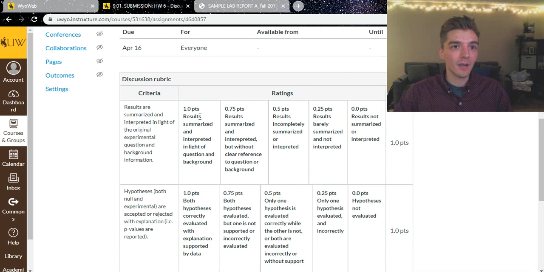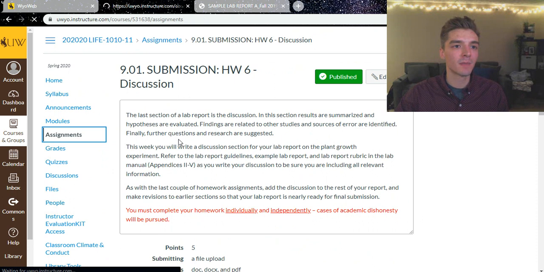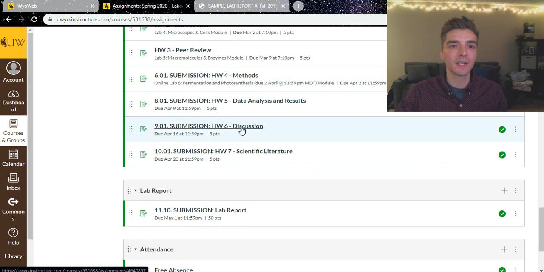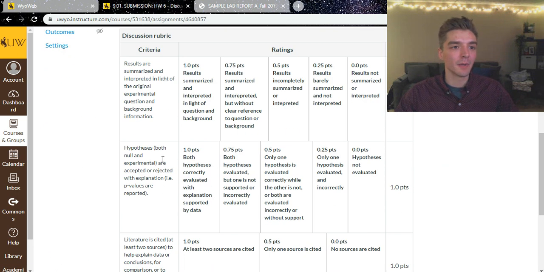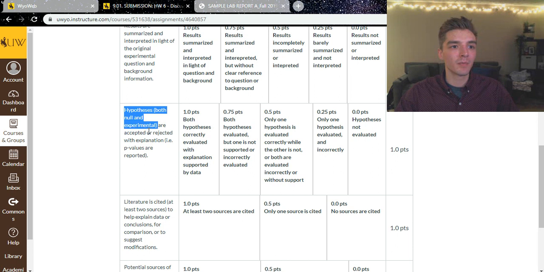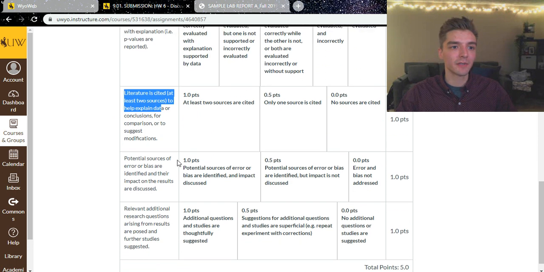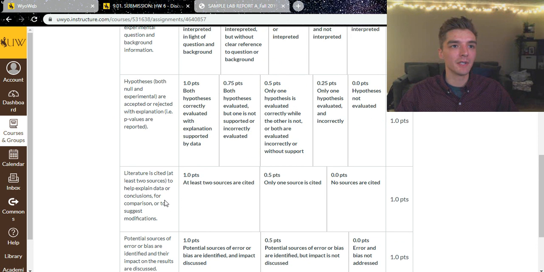Speaking of the rubric, if we go to our assignments page and scroll all the way down and find our homework, we go to our discussion section. We want to make sure we hit all these points on the rubric. Make sure you have all your p-values in there. It's not supported if it doesn't have a p-value. Then two sources for your literature, potential sources of error and bias, and then relevant additional research.